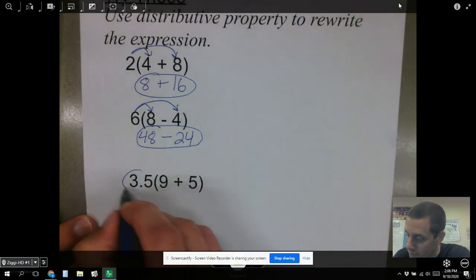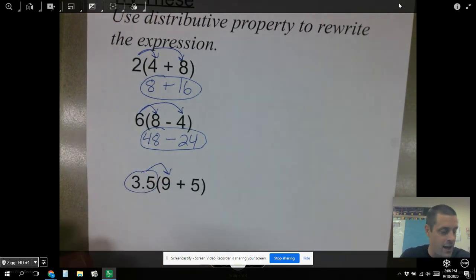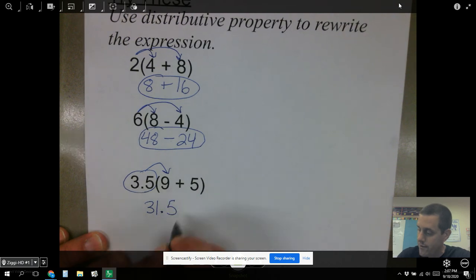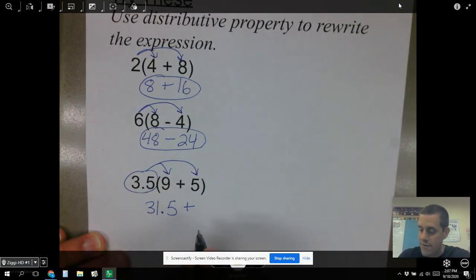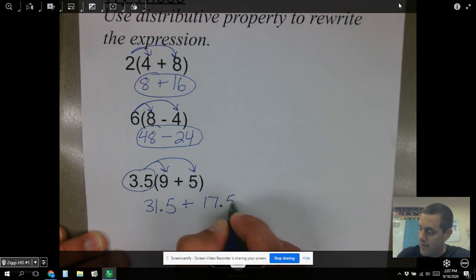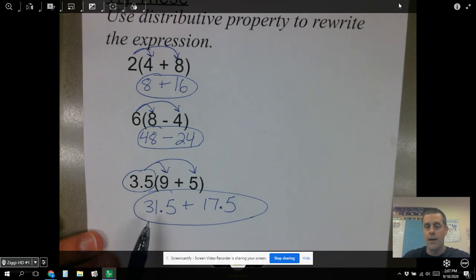Finally, we have a coefficient 3.5. We're going to distribute that to the 9. 3.5 times 9, 31.5. Drop your plus sign. And now distribute the 3.5 to 5. 3.5 times 5, 17.5. So the equivalent expression we generated through the distributive property, 31.5 plus 17.5.